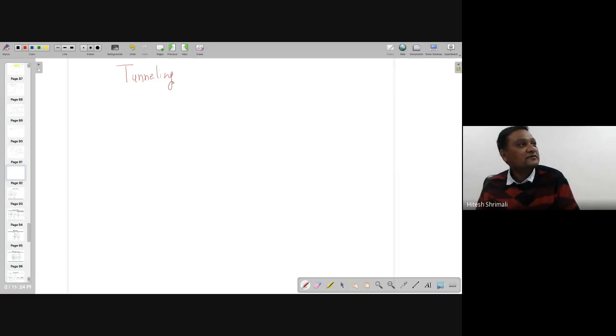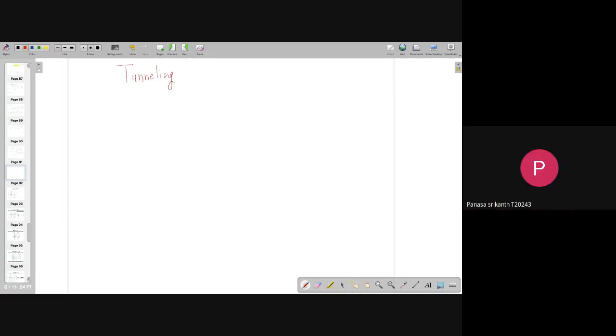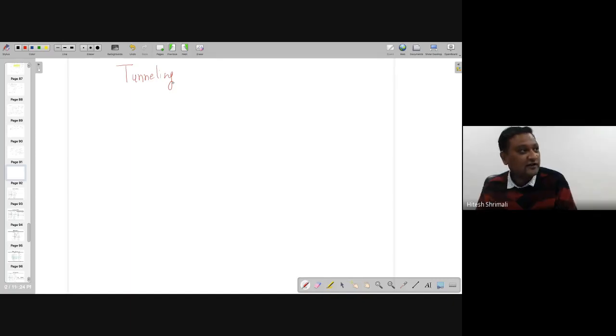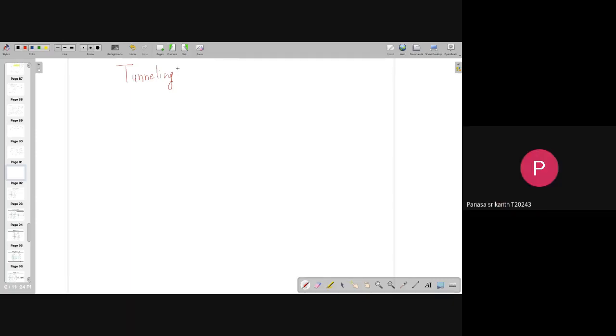Srikant, they are here or not? No, sir. Have you studied tunneling? No, sir. Yes or no? No idea, sir. Okay, but you know the band bending diagram and other things, right? Yes, sir. Okay.